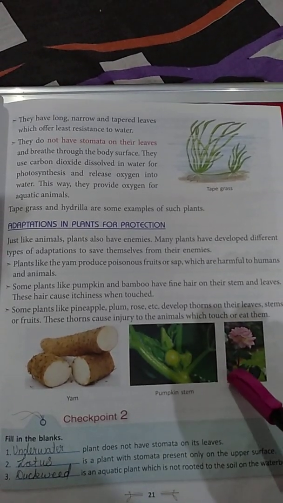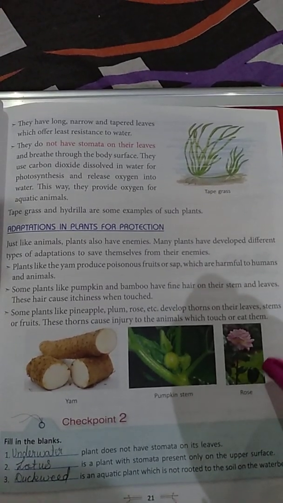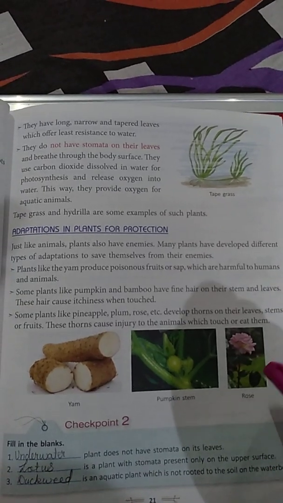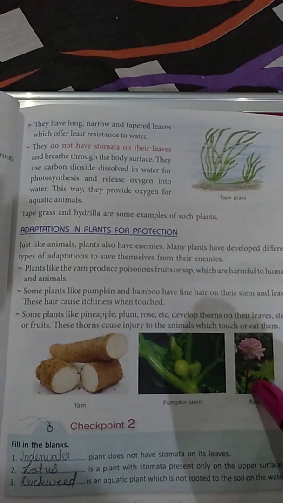Some plants like pineapple, plum, rose, etc. develop thorns on their leaves, stems or fruits. These thorns cause injury to the animals which touch or eat them.